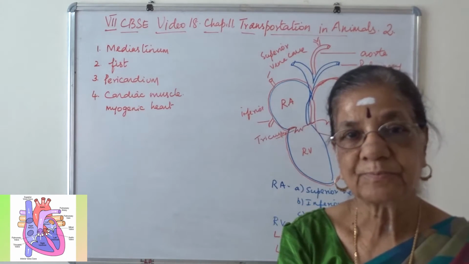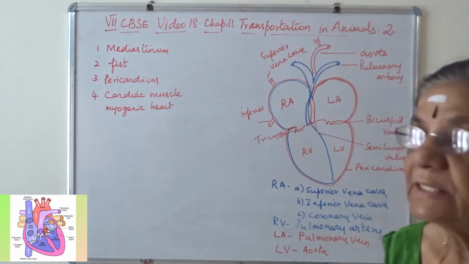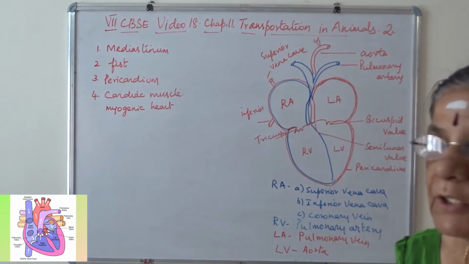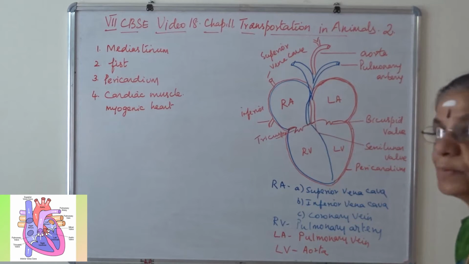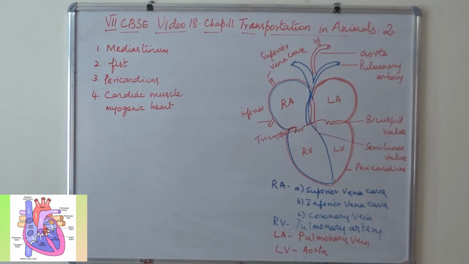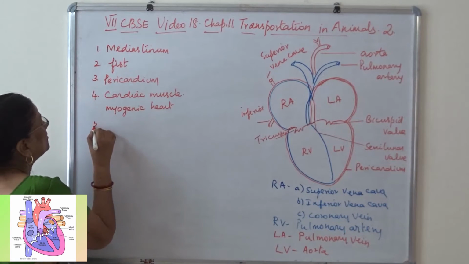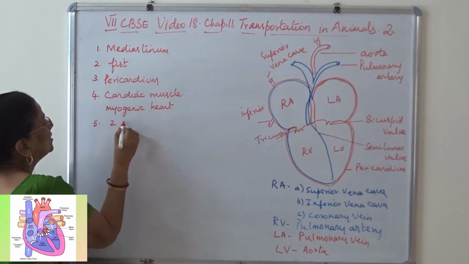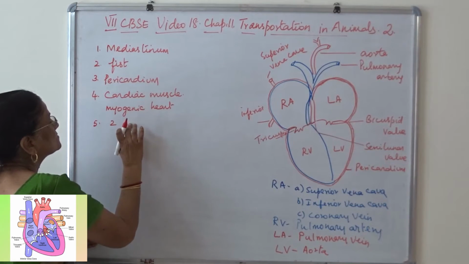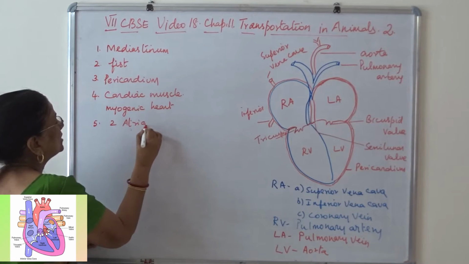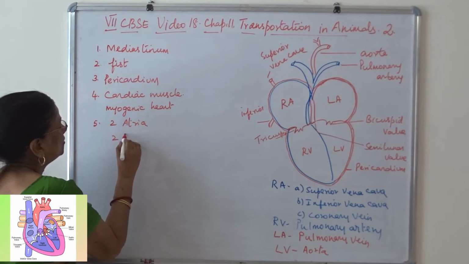I hope you understand. So this is the introduction to the structure of the human heart. Go through mediastinum, one's own fist, pericardium, cardiac muscle, myogenic heart. Can you understand? Right. The next one: the heart is formed of 4 chambers, 2 atria and 2 ventricles.